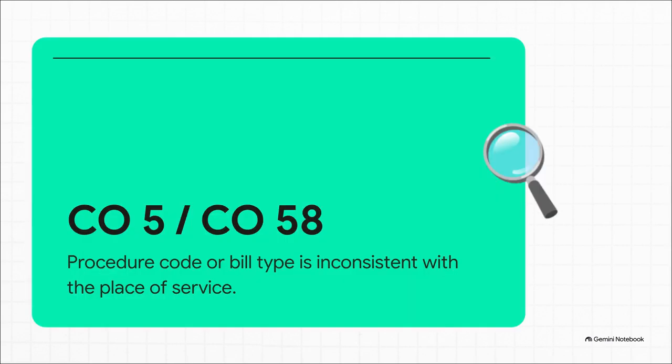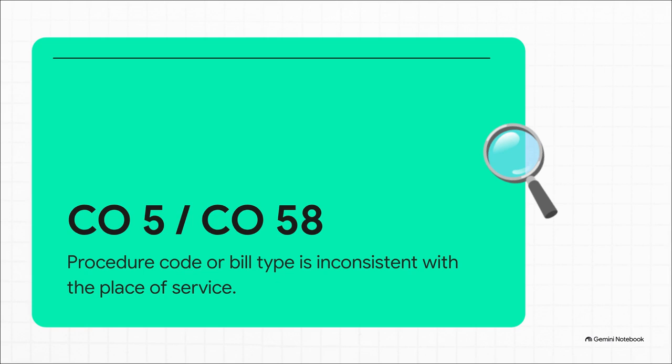Let's touch on one more frequent administrative trap, CO5 and CO58. This happens when the clinical setting legally conflicts with the billed procedure. If you try to bill an inpatient-only procedure code but list an outpatient clinic as the place of service, the payer's system is going to instantly kick it back. It's like trying to fit a square peg in a round hole.